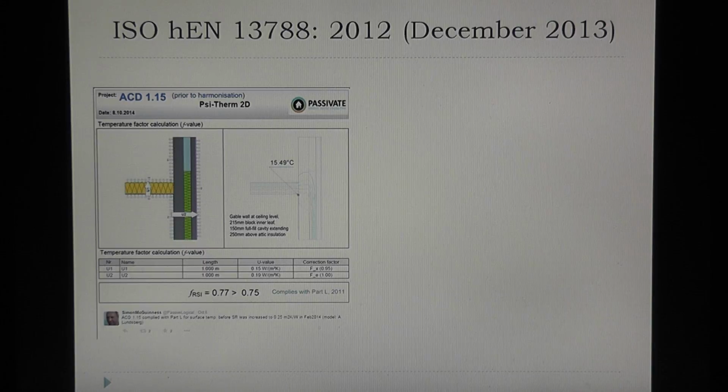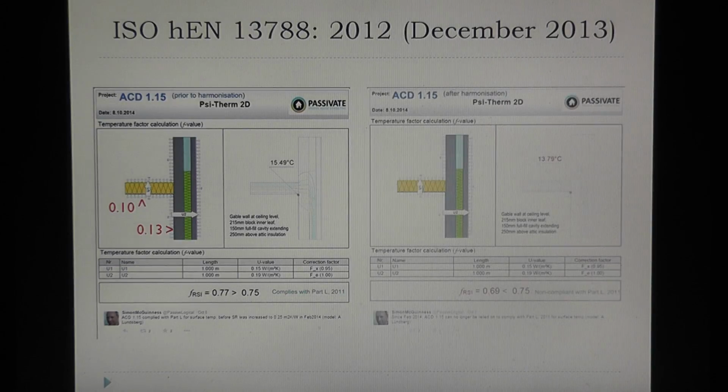This one, when we apply the old surface resistances of 0.1 and 0.13, passes the FRSI. You can see it's got a temperature of 15.49 at the joint between the ceiling and the wall, and this is equivalent to an FRSI of 0.77, which is greater than 0.75, so that complies.